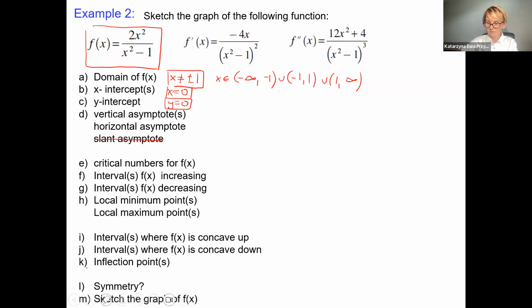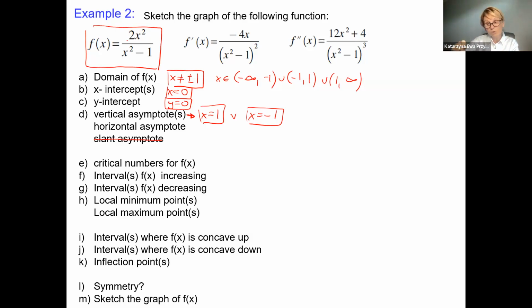Vertical asymptote. The potential candidates are the numbers that are not in the domain. But we still have to be careful because we have to find out the limit. If the limit at 1, right or left, or negative 1, right and left, is infinity, then yes, they are a vertical asymptote. If the limit is not infinity, they are not an asymptote. Maybe a removable discontinuity.